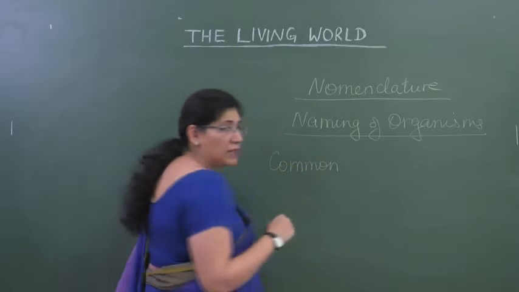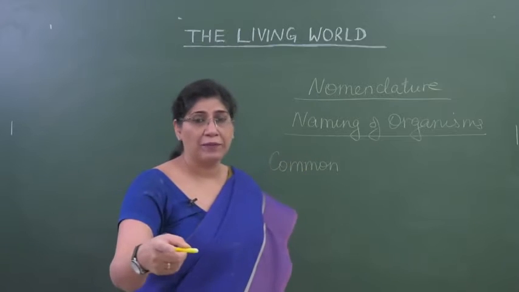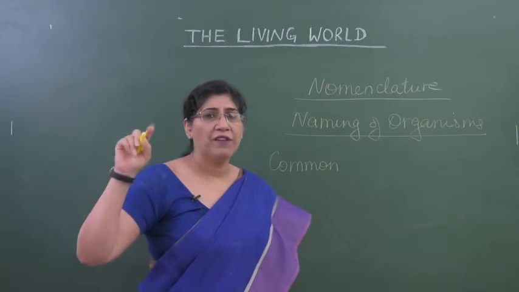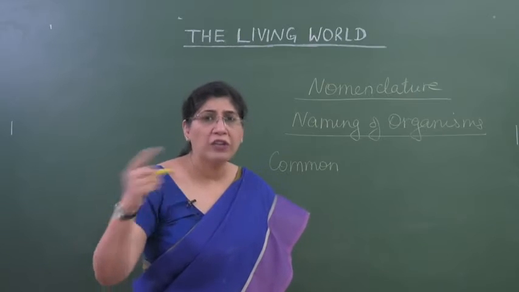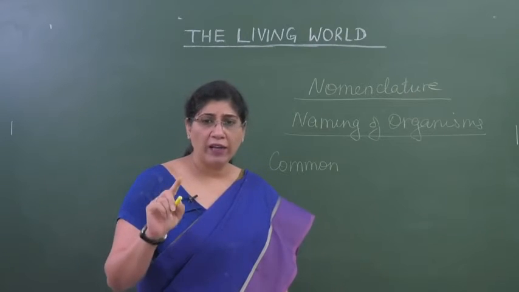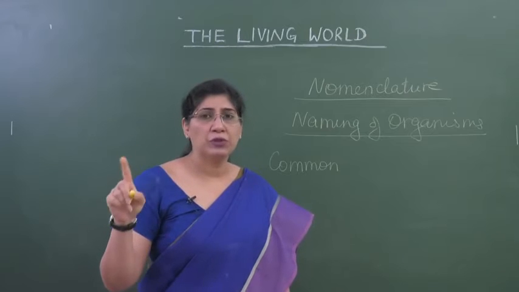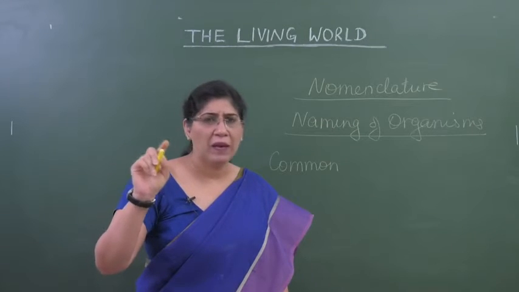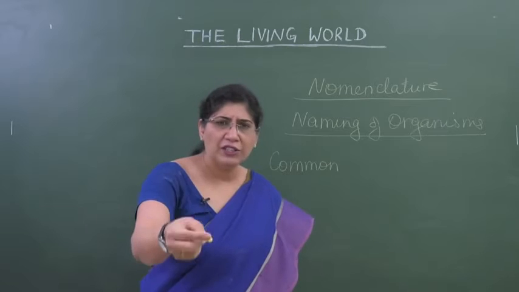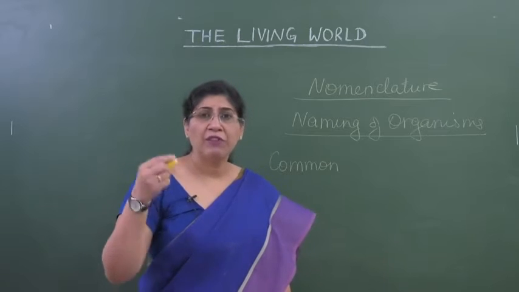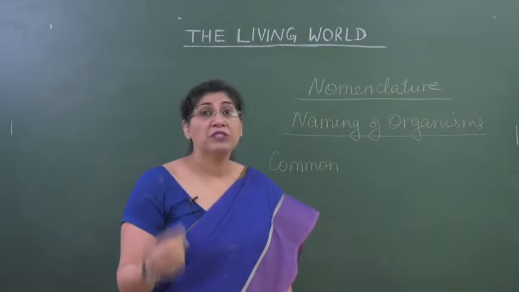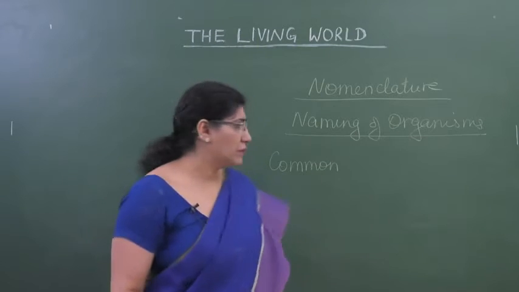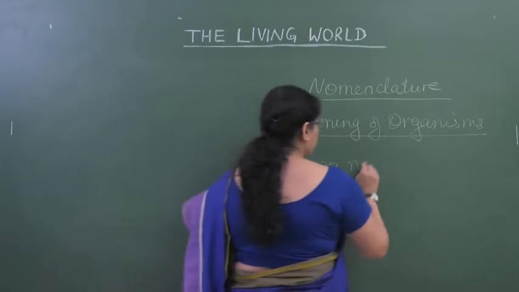Most of the organisms which we know directly have names, but organisms which we have never seen or are not of direct use to us, we have not given them any common name. But the vegetables, fruits we eat, flowers, the domestic animals, wild animals which we see, we have common names.